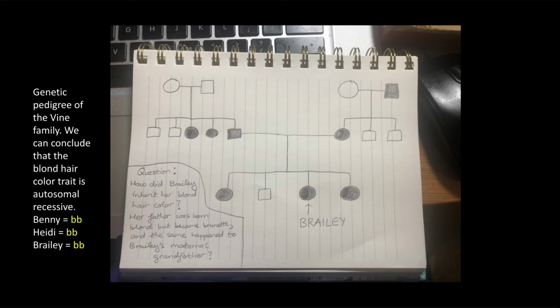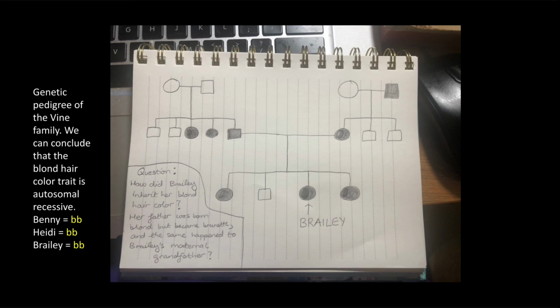So now Brailey's mother must have received a small letter b allele from her maternal grandfather. Thus, during conception, Brailey received both the allele of small letter b, one from her father, one from her mother, and had blonde hair. If Brailey's inheritance was autosomal dominant, Brailey's brother Britton would either be blonde himself or be a carrier for the blonde hair gene, which he isn't, and one of the other sisters would have to be brunette as well. Hence, Brailey's mode of inheritance is autosomal recessive.